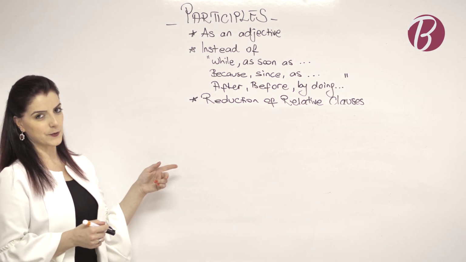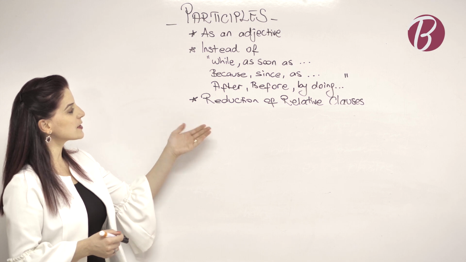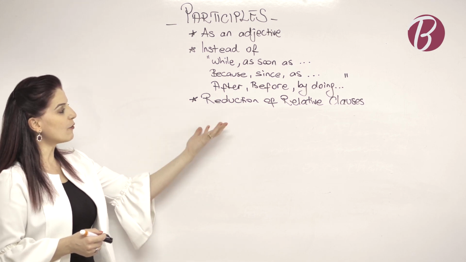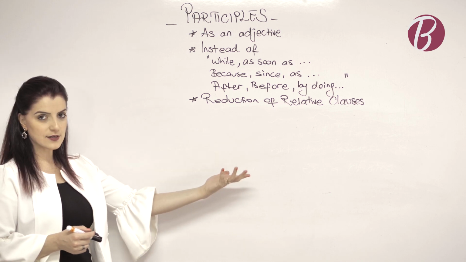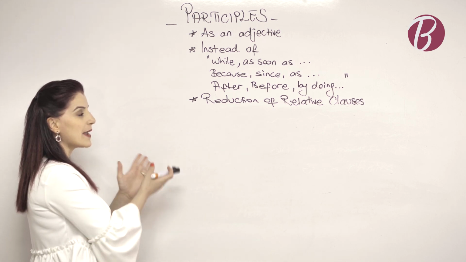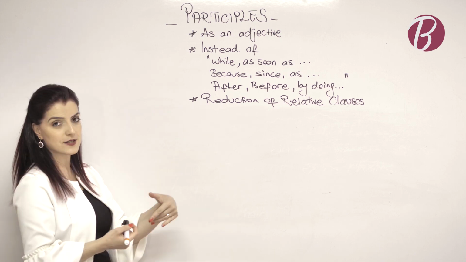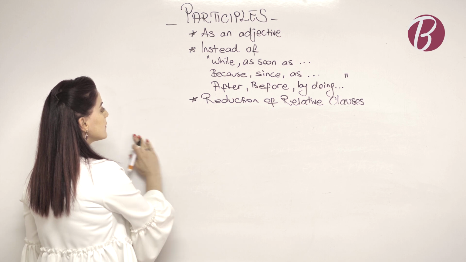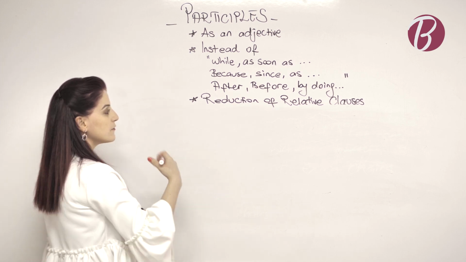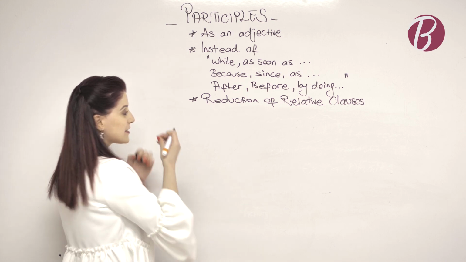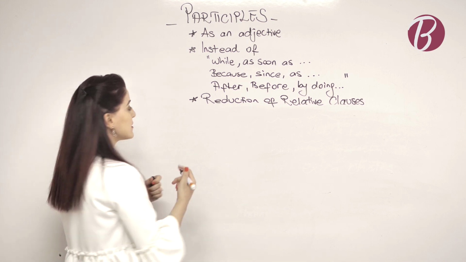In participles, it is also possible to see relative clauses. So, let's remember how we use relative clauses, and then after that, we are going to make reduction by using participles. As you can remember, in relative pronouns and relative clauses, we were defining somebody or something. That's why we use relative clauses.